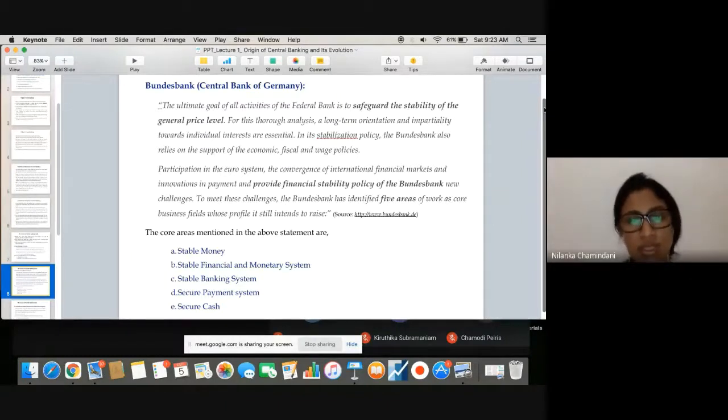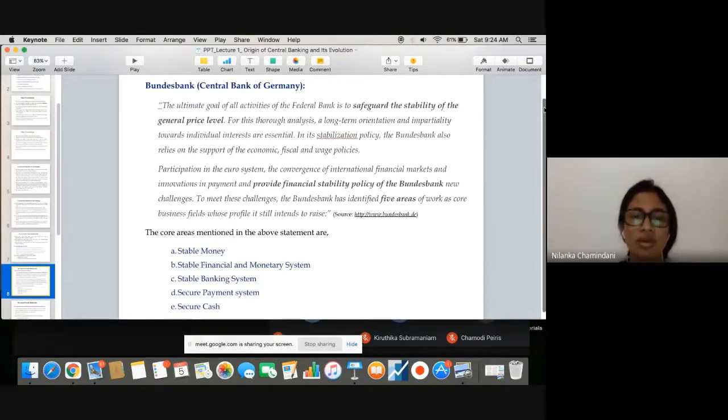Participation in the euro system. Now I'm going to the second part of the statement. Participation in the euro system, the convergence of international financial markets and innovation in payment and provide financial stability policy of the Bundesbank: new challenges. Now you see that Germany is one particular country in the European continent. You may have heard about the European Union, the euro system, where they use the same currency, right? The same unit of currency by all the European countries.